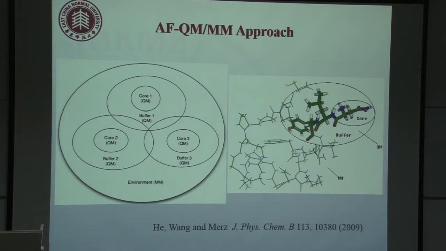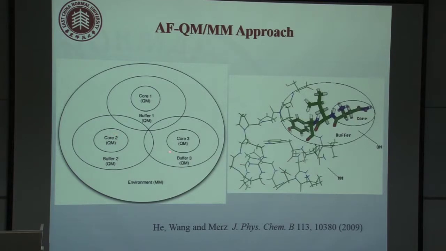So the first section was about EGMCC, and the next section is about the automated fragmentation QM/MM method, which we developed a few years ago with Kenny. Here, for instance, we have 1,000 residues. What we are interested in is the local chemical properties. We take each residue as the core region and assign the residues that are in close contact with the core region as the buffer region. Then the core region and buffer region are treated by quantum mechanics, and the rest of the system is treated by classical mechanics.